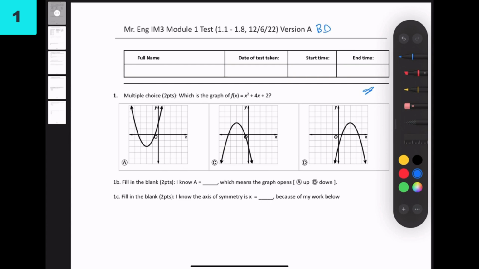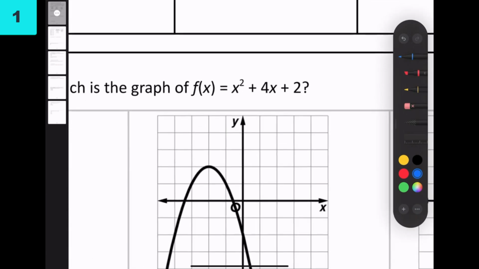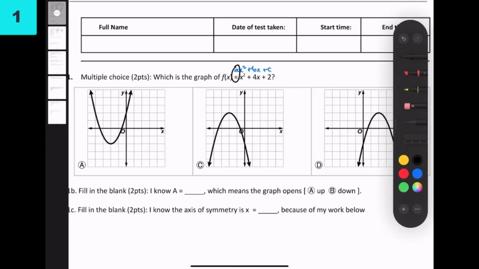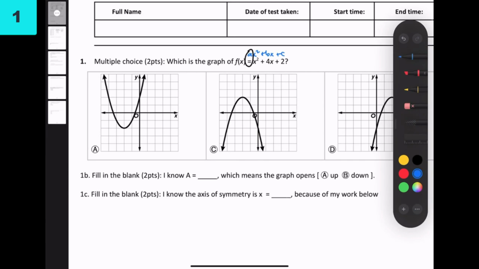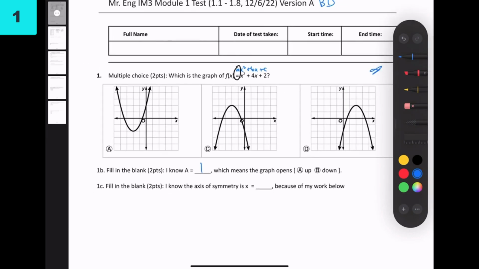Which is the graph of f of x equals x squared plus 4x plus 2? If you write the standard form right above it, you'll get that your a value is nothing there, so that is a 1, which means the graph opens up. So the only graph would be this one here. Also, you'll know that your c value is your y-intercept.